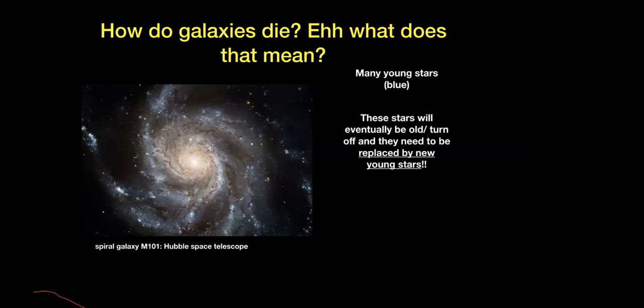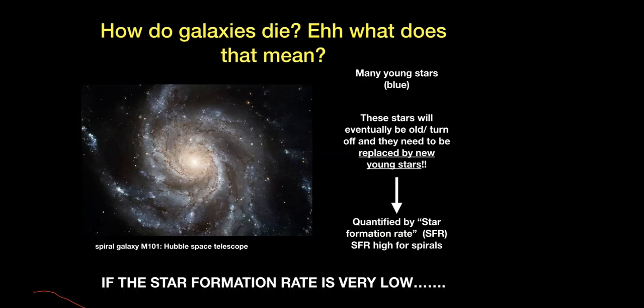But the stars will eventually burn themselves out and turn off, and then they need to be replaced by new young stars. This phenomenon of formation of new stars is quantified by something called the star formation rate, or SFR in general. The star formation rate can be high, just as in the case of spirals, where lots of new stars are forming. But for some galaxies, the star formation rate can be low.